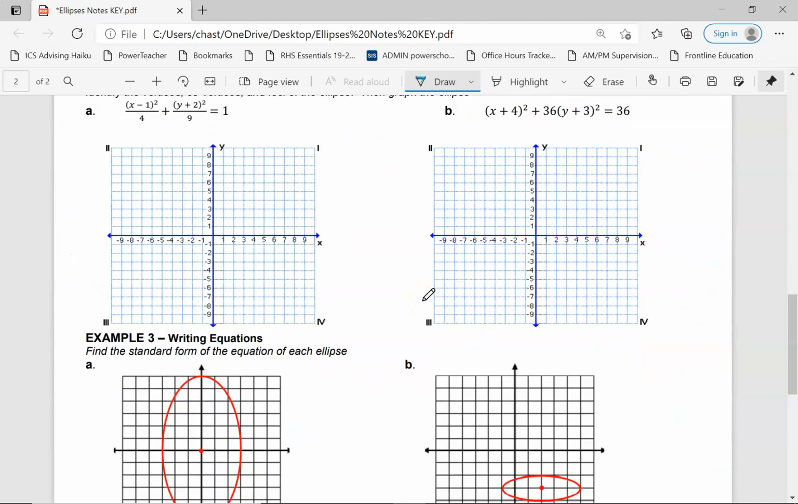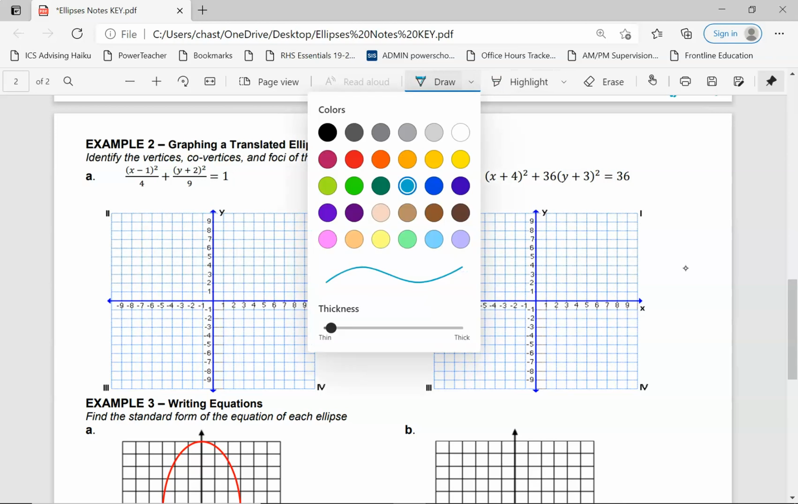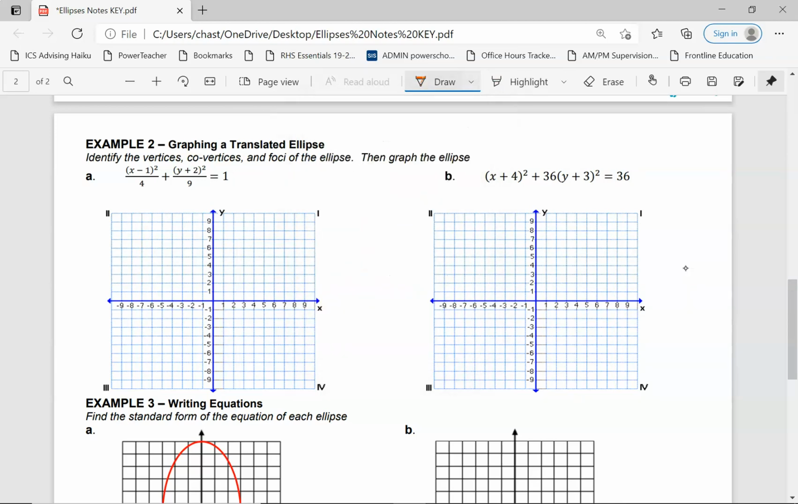All right. When we look at these examples, we can see that here we're going to have centers that are different than the origins. So when we look at this first one, just like with our circles, what we're going to do is look at the opposite of this number, so positive 1, and the opposite of this number, negative 2. So we're going to have a center at 1, negative 2. So I want to make sure I plot that first.